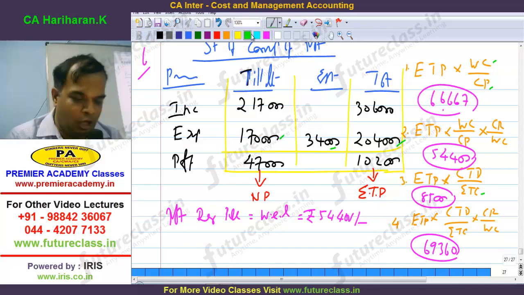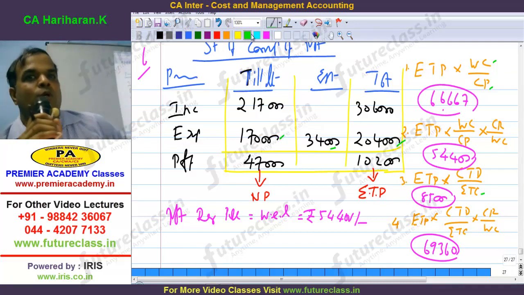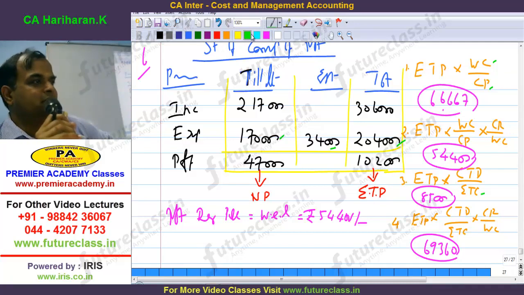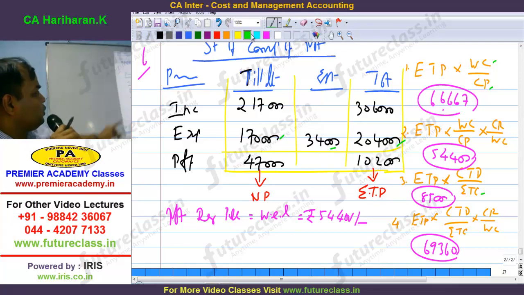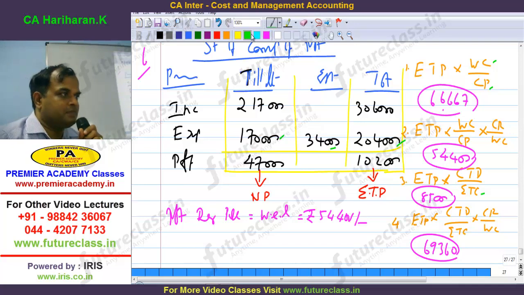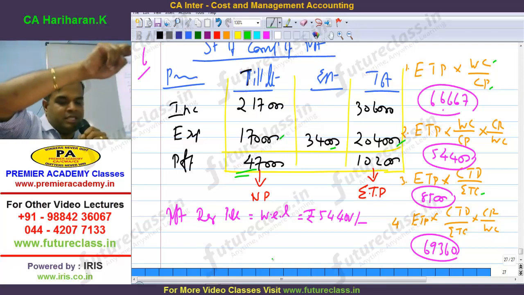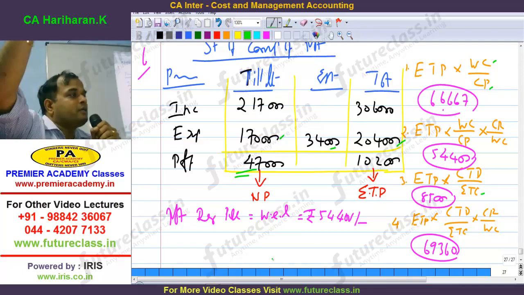Speciality in this problem, not finished. Stop talking. Speciality in this problem. Listen here. Profit to be recognized in the P&L account is the least of the above for profit, that is okay. But as on today, how much is the profit in your hand? Available profit in your hand comes to how much? Available profit is itself 47,000. Is it possible to recognize 54,400?